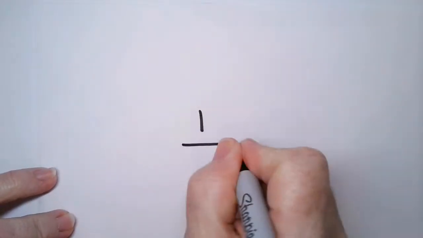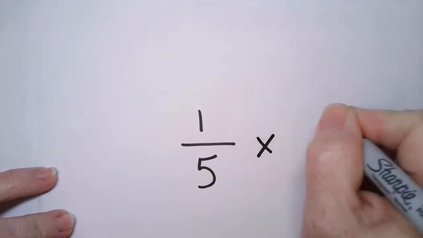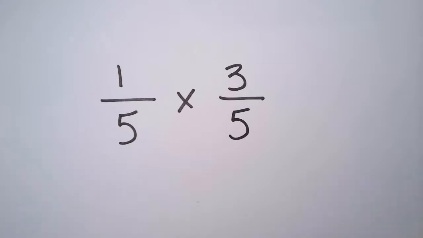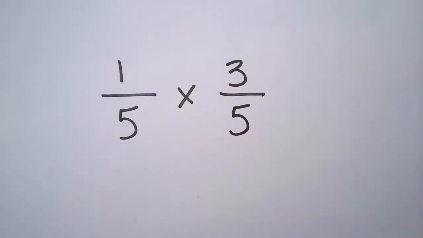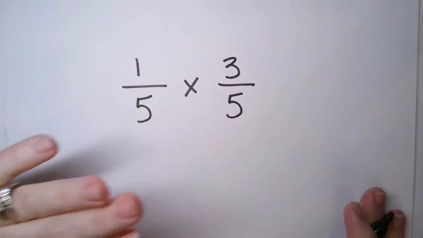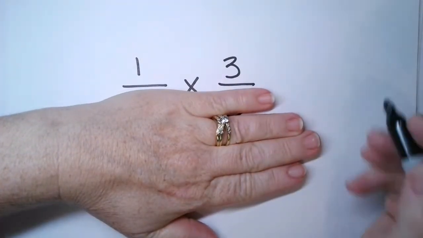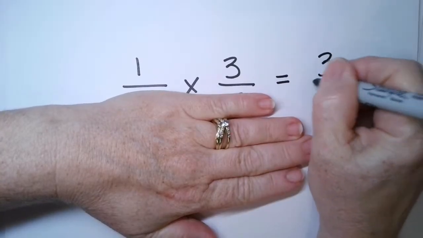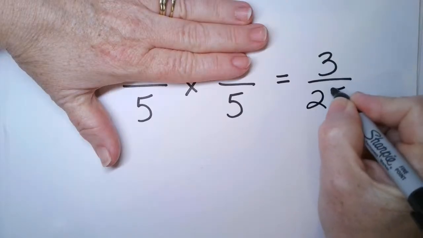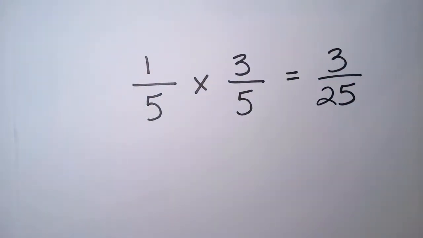For example, if I said 1/5 times 3/5, what would you say? Let me back up the camera just a little bit. Do you remember where to put your hand? 1 times 3 is 3. And then move your hand. 5 times 5 is 25. Okay, so what do you do now?